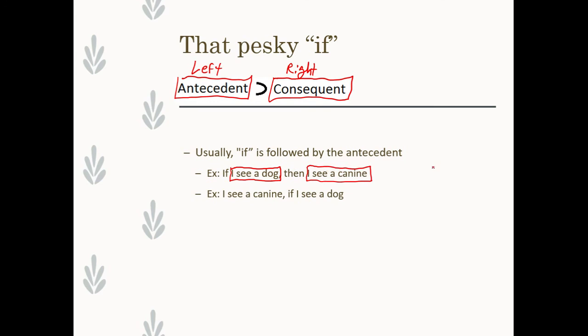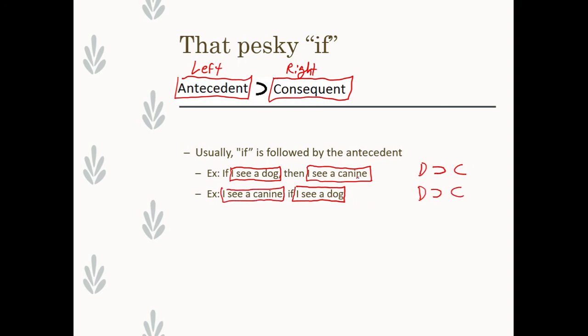So we're going to put our horseshoe here. The antecedent is going to be on the left side of your horseshoe. So that'll be D. And then the other thing is going to be your consequent. I see a canine if I see a dog. Here, "if" is followed by the antecedent. That antecedent is going to go on the left side of the horseshoe. And then your other thing is your consequent. In this case, I see a canine.